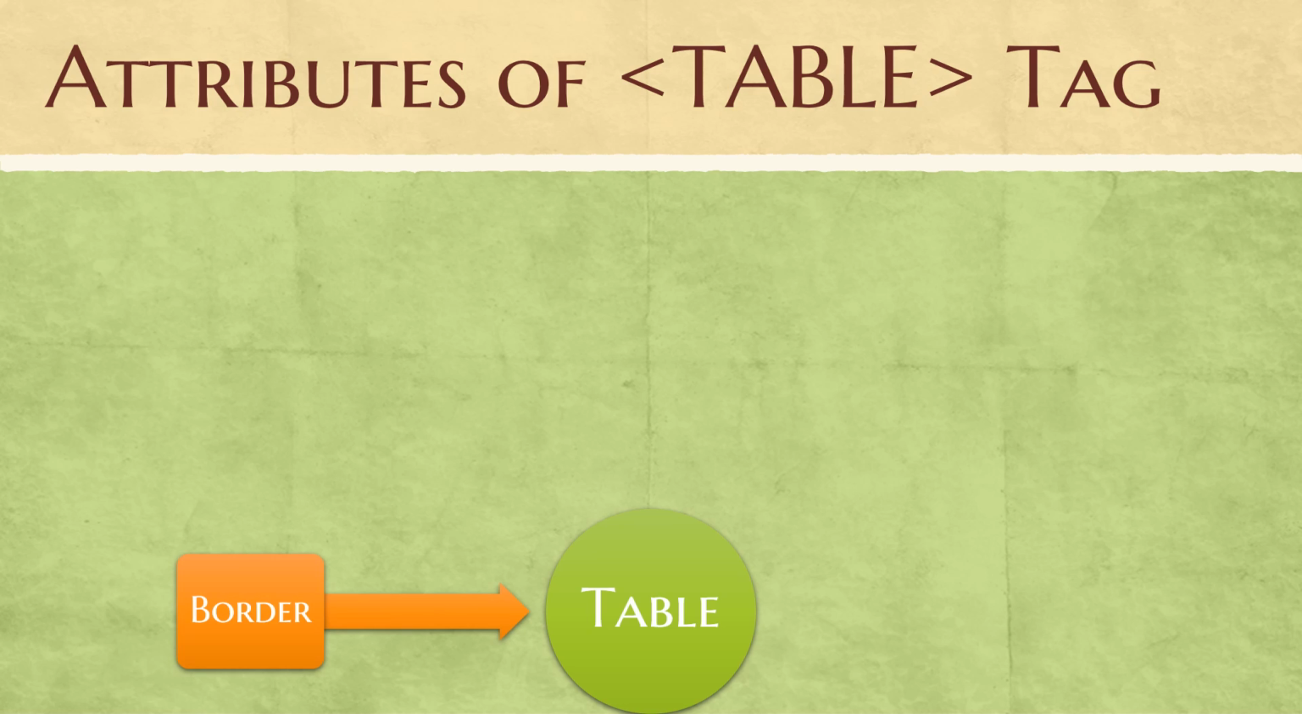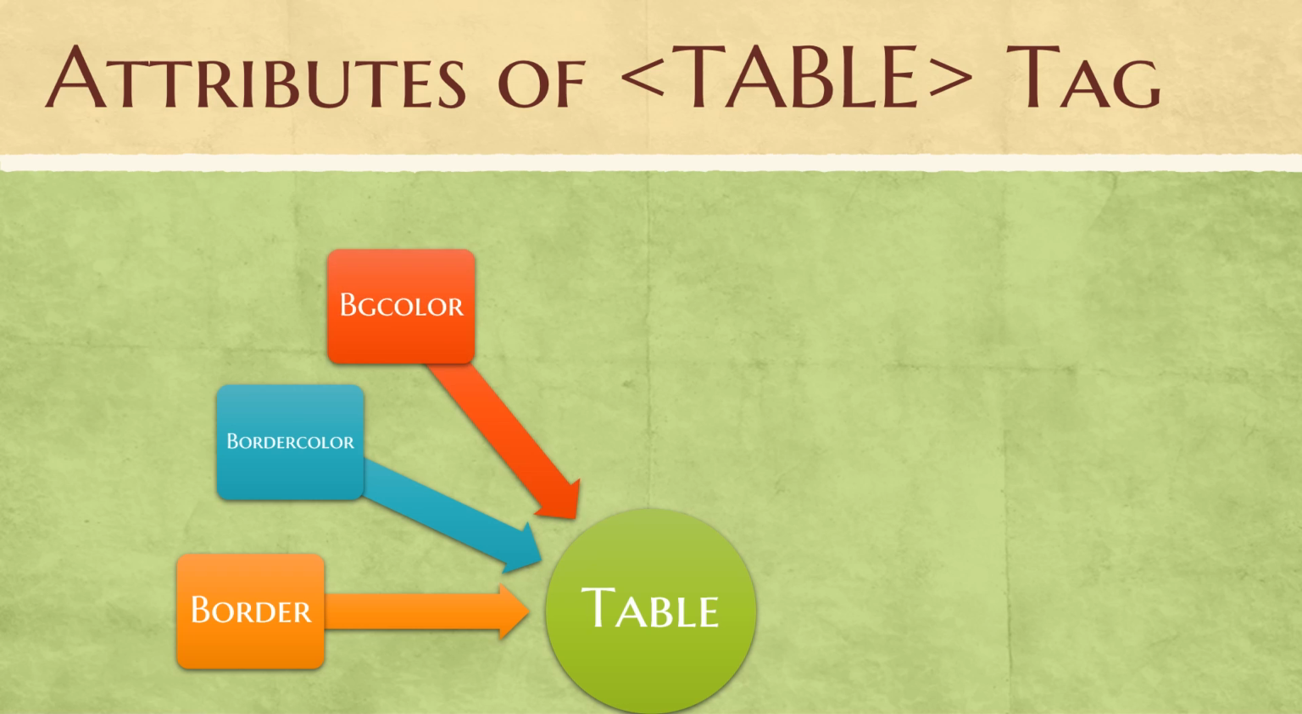First, the border attribute, which we also used in the previous tutorial, gives borders around the cells. Next is border color. We can specify the color of the border. Then BG color. As we specify the background color for a web page, similarly we can specify the background color of a table by using the BG color attribute. Align specifies the position of the table, whether it should appear on the left side, right side or the center of the web page.